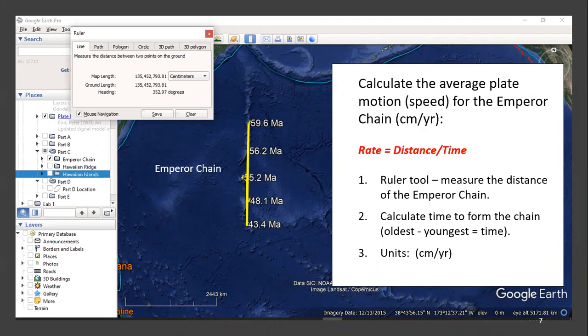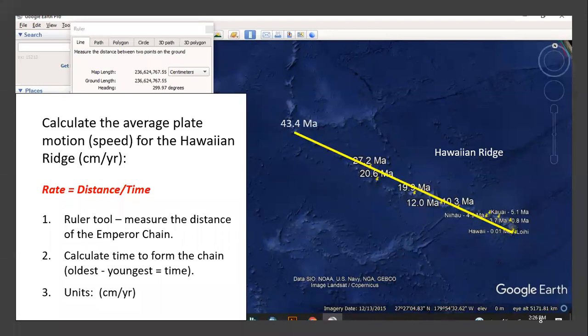Then, before you insert your distance and time data into your formula to calculate the rate, make sure that you convert the units to centimeters per year. And finally, repeat this process to calculate the average plate motion, or rate, for the Hawaiian Ridge, using the same method used for the Emperor chain.